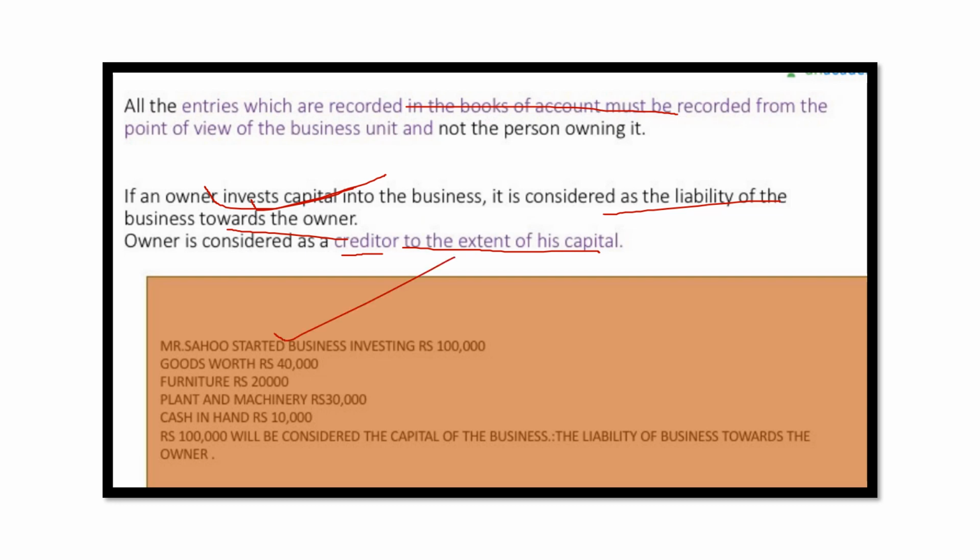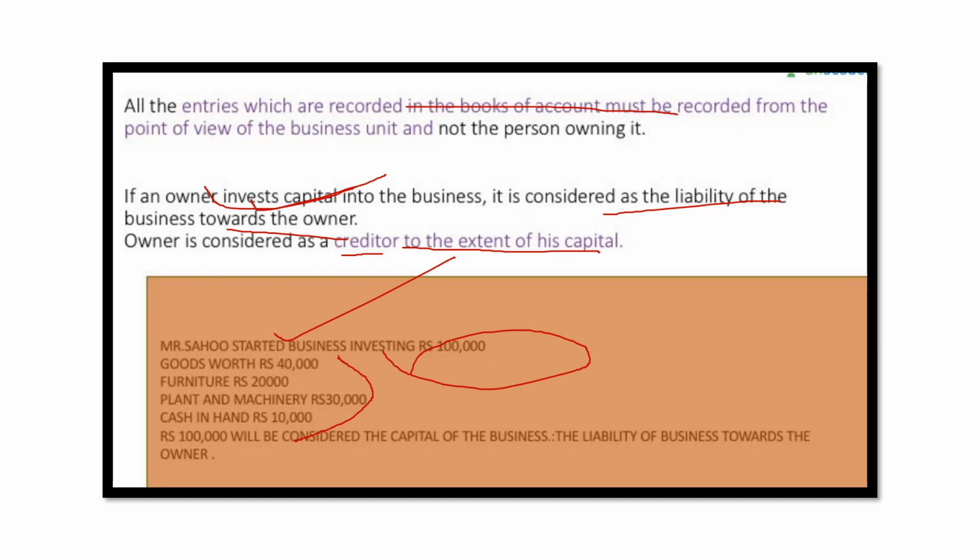Now Mr. Sahu started a business with an investment of 1 lakh: goods 40,000, furniture 20,000, plant and machinery 30,000, cash in hand 10,000. 1 lakh will be considered as the capital of the business, that is the liability of the business towards the owner. Now this is the total segregation of the amount. This segregation is a segregation of 1 lakh. So he invested a total of 1 lakh into the business.